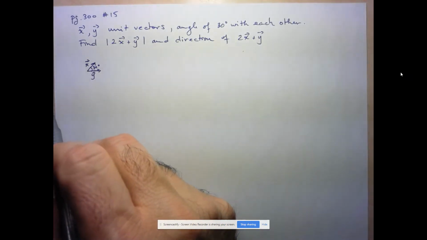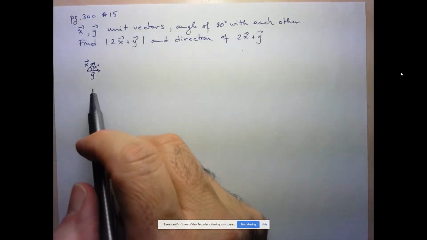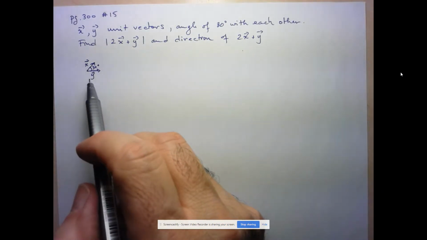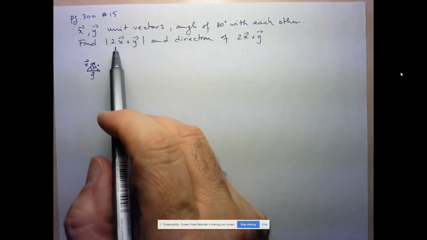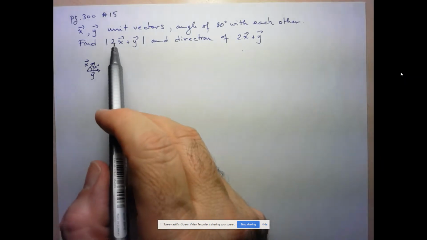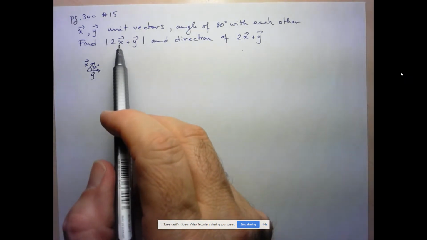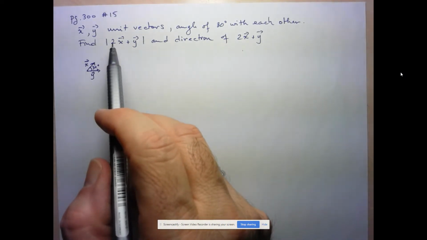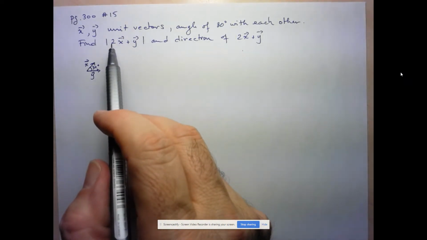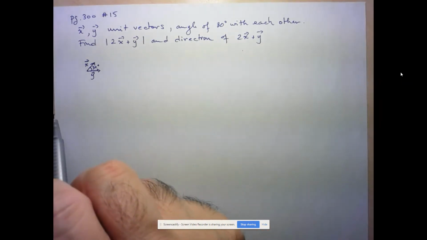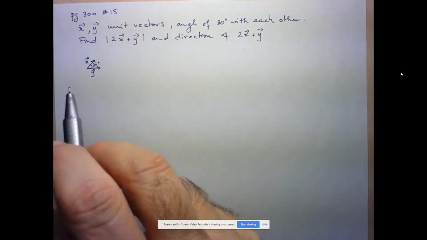Okay, however, we're not looking for the operation between x and y. We're looking for an operation between 2x and y. So all that means, remember that this is just scalar multiplication. So, if the magnitude of x is 1, the only difference this 2 makes is it's going to be in the exact same direction except with a magnitude of 2. Okay, so this is what I'm going to draw.